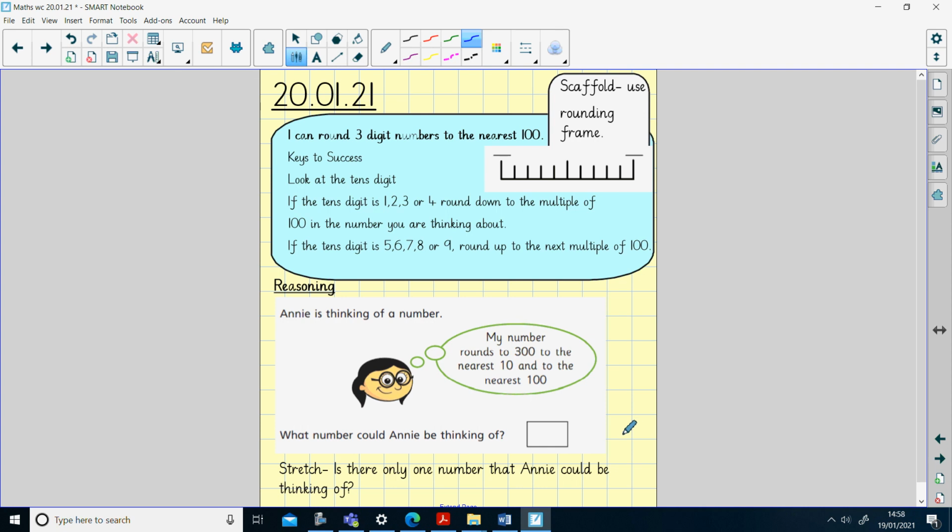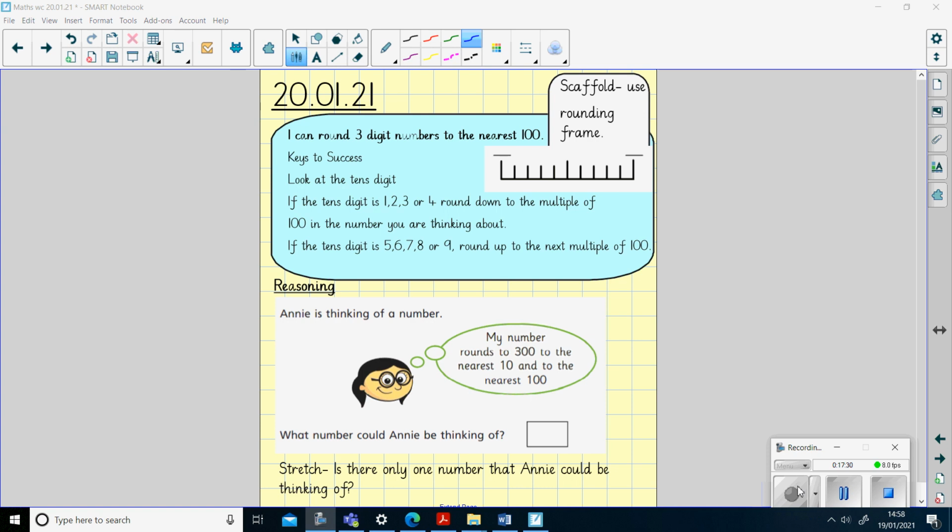Okay, here's our reasoning for today. So Annie is thinking of a number. My number rounds to 300, to the nearest 10 and to the nearest 100. So if we were thinking about yesterday's learning and today's learning and combining the two, both times it would round to 300. What number could Annie be thinking of? Pause the video and see what numbers you can come up with. And then come back to me when you've got the answer.